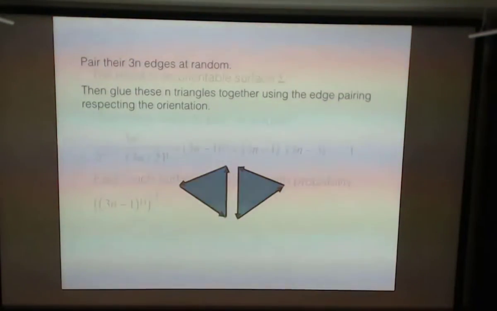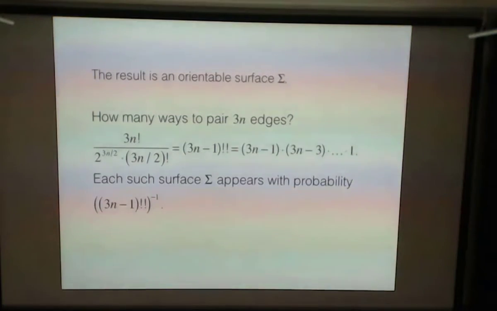All right? So how to pair 3n edges? We can label them 1, 2, 3, up to 3n, and then make a random permutation of these 3n edges. The number of permutations is 3n factorial. And then we can pair the first and the second, the third and the fourth, the fifth and the sixth, and so on. So we obtain a pairing, and this pairing depends on the random permutation which we started with.